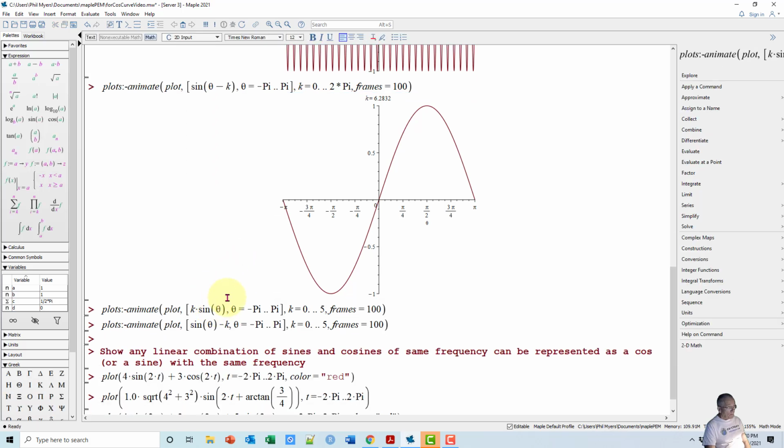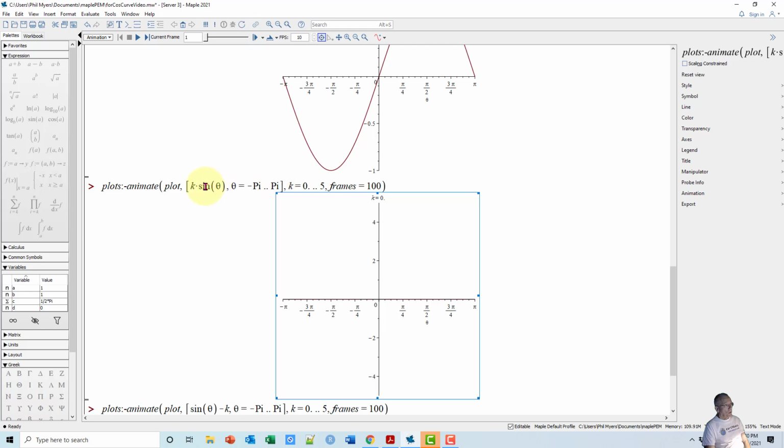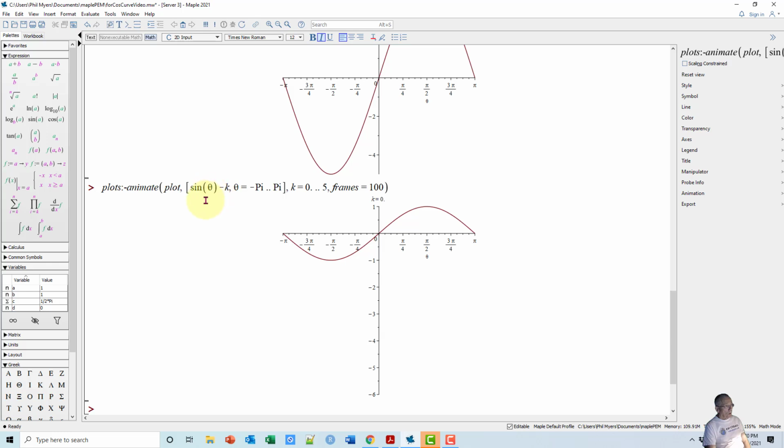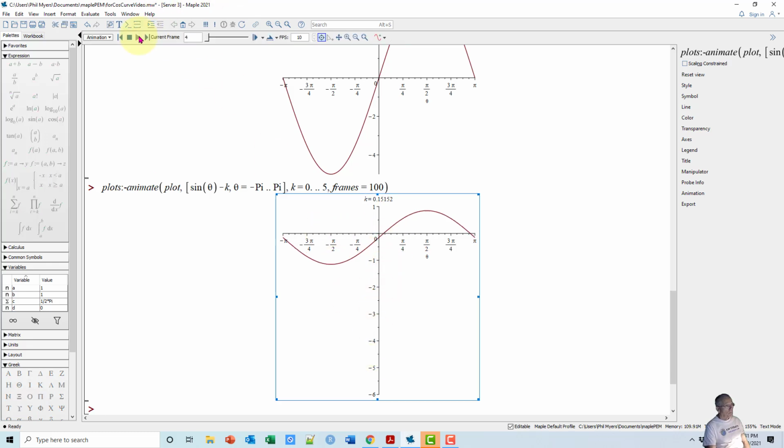In the next one, here we're changing the amplitude of the sine, so that should just cause it to grow. So that factor in the front, k times sine or cosine, just magnifies the amplitude. And in the last animation, we're going to subtract k from the function, and that's just a shift. So it's going from 0 to 5. It should shift this average point of 0 down to -5.